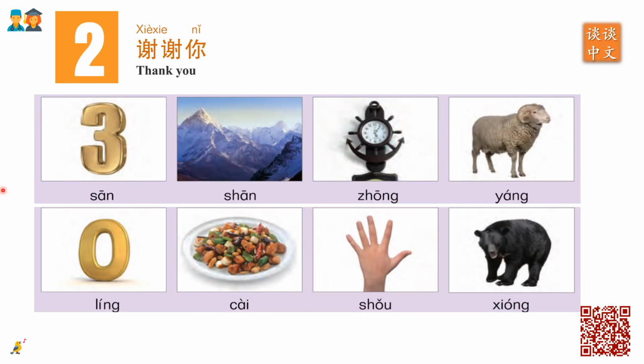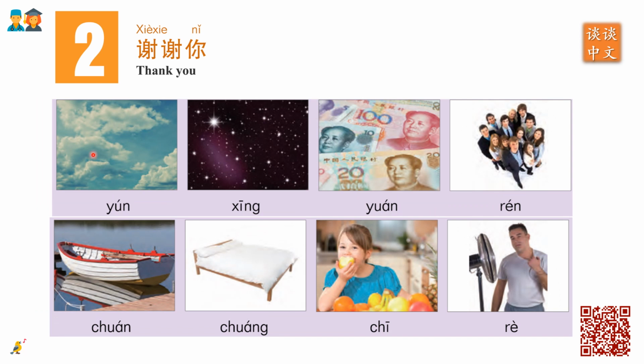Ong, Yong. Let's do some examples. San, Shan, Zhong, Yang, Ling, Cai, Shou, Xiong, Yun, Xin, Yuan, Ren, Chuan, Chuang, Chi, Re.